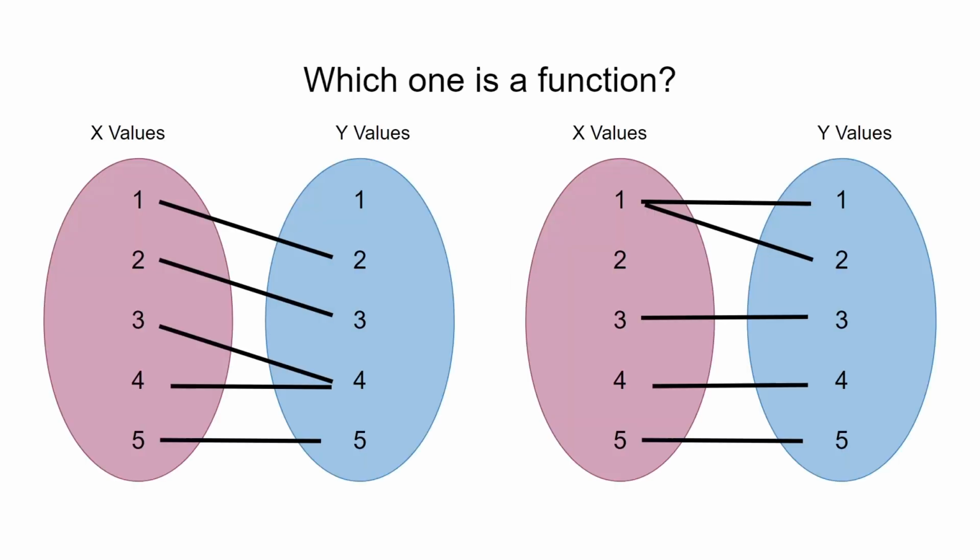So looking at this example, we have two sides here. We have the x values and y values. They're the same for both sides, but we see that some x values are connected to different y values. And so we just want to determine which one is a function. There's one difference that stands out between both of them.